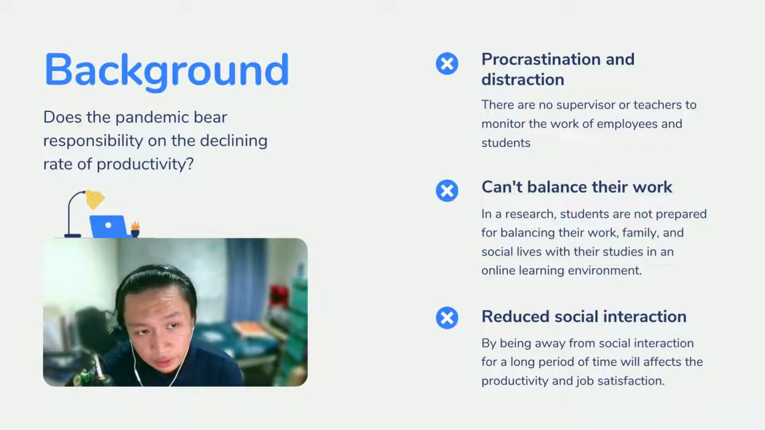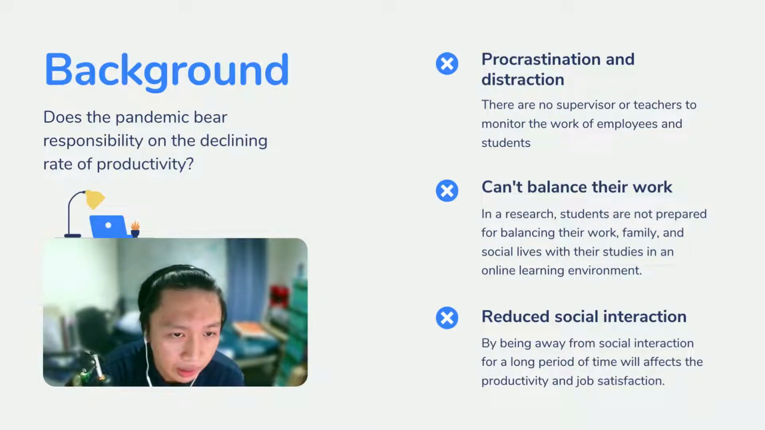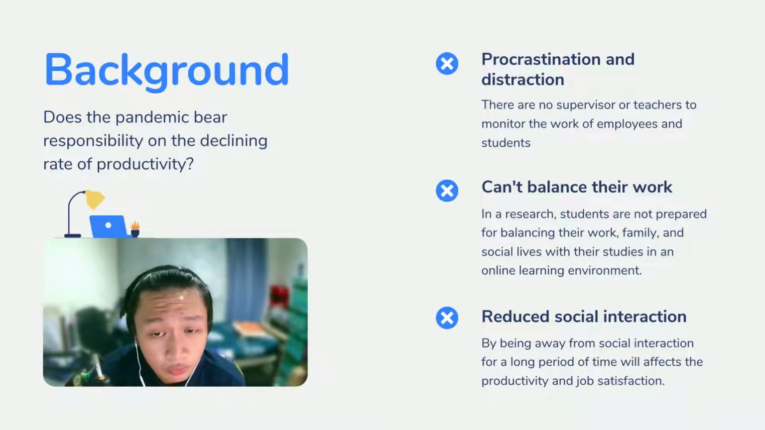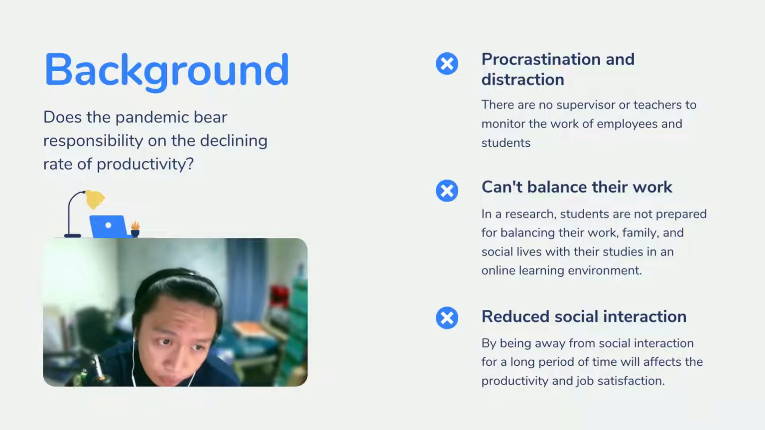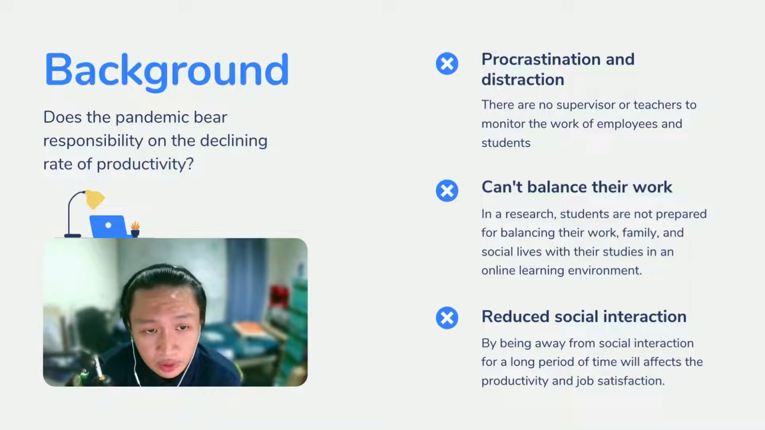For the introduction, is this COVID-19 pandemic responsible for the declining rate of productivity of an individual? With the existence of a widespread contagious global pandemic that has been going around for more than a year now, it is shown that most people, especially students and employees, are having a hard time keeping up their studies and work when they are at home.